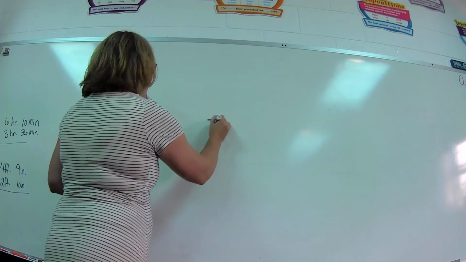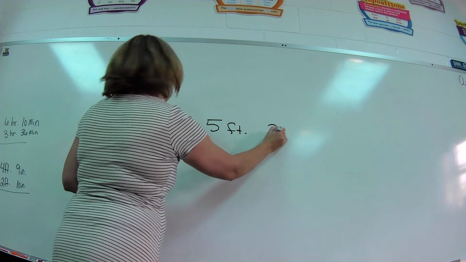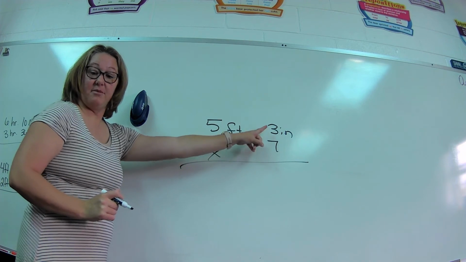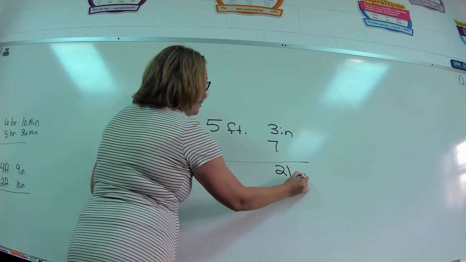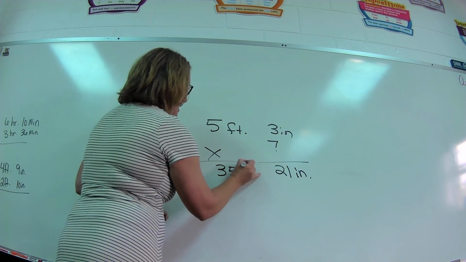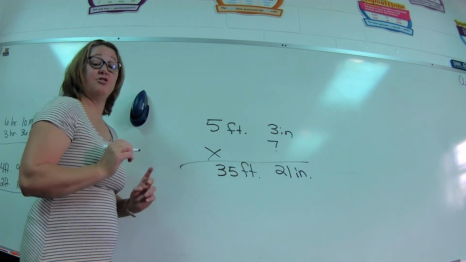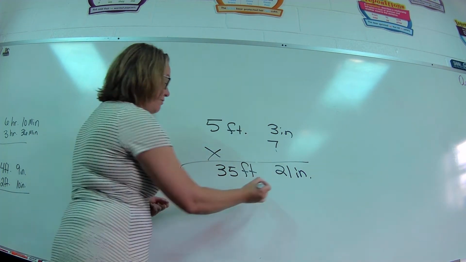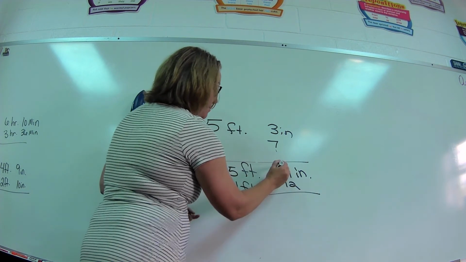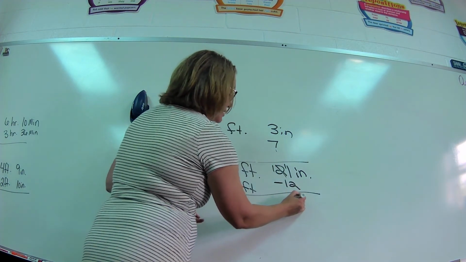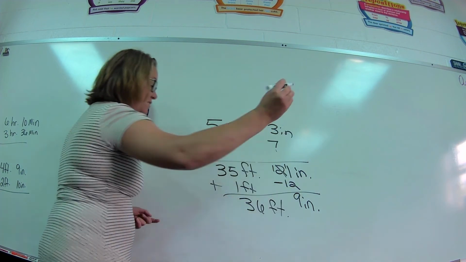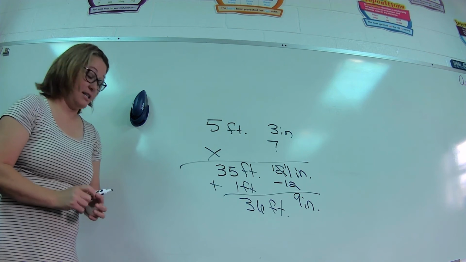All right, we have 5 feet, 3 inches, and we're going to multiply that by 7. So 7 times 3, 21 inches. 7 times 5, 35 feet. How many inches make a foot? 12. So I know I have more than 12 here. I can add that foot over here. All right, it's going to be a borrowed. 11 minus 2 is 9 inches. This gives me 36 feet. So my final answer is 36 feet, 9 inches.